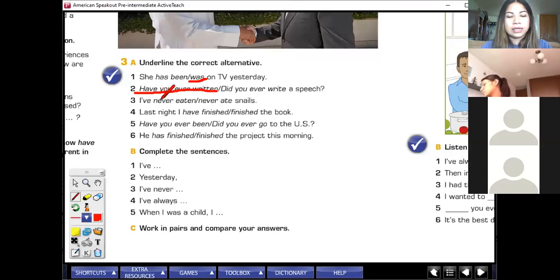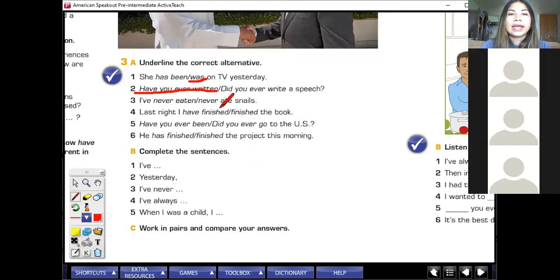Número 3. ¿Qué es? Snails. Do you know what's snail? Un caracol. Eat, ate. So what do you say, Eva? I have never eaten or I never ate. Pero no, porque ate es ya de eaten. I've never eaten or never ate. Never. I've never eaten. Present perfect because it's one experience in your life. Number 4, please. Eva, elige otro compañero.